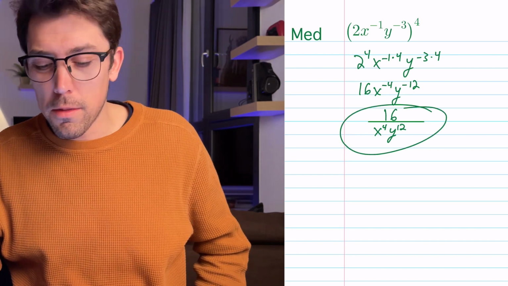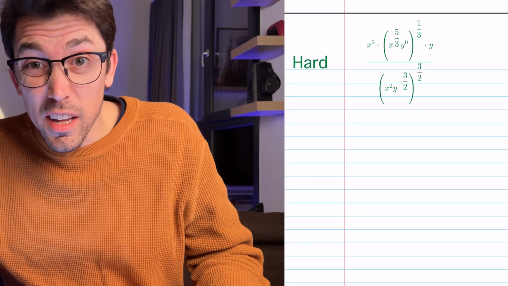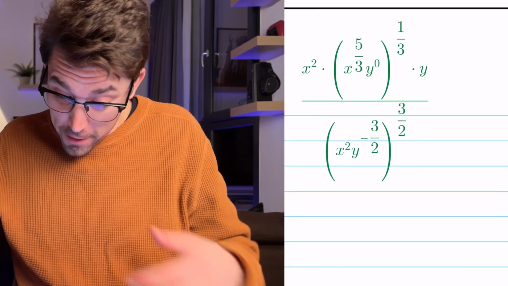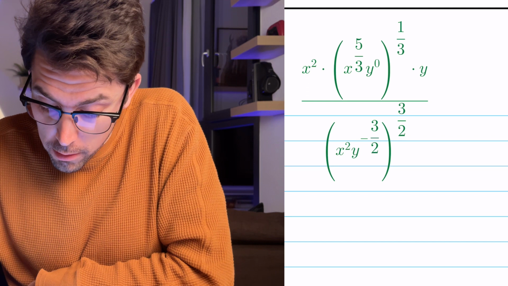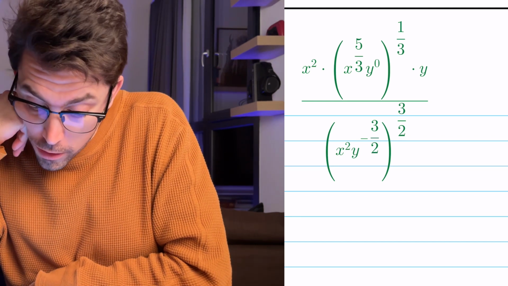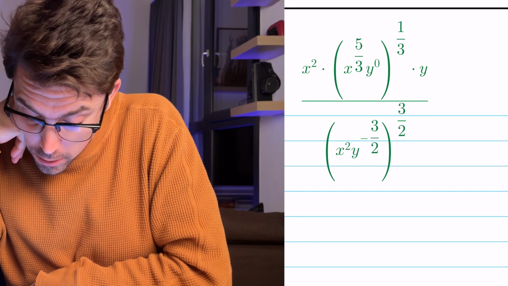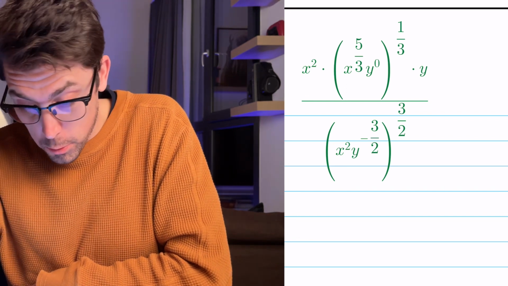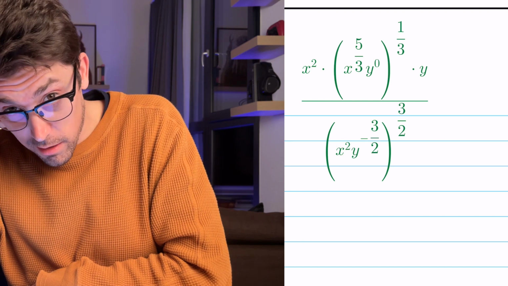Now let's take a look at one that's a little bit more complicated. Whoa, that's a lot of writing, isn't it? So we have in the numerator x squared times x to the 5/3, y to the 0, and that entire quantity to the power of 1/3 times y to the power of 1. Then we have x squared, y to the negative 3 over 2, all of that to the power of 3 over 2. Ugh. That's a lot.